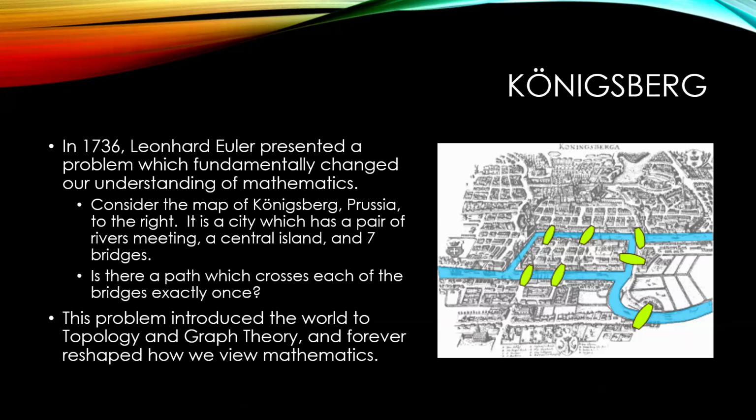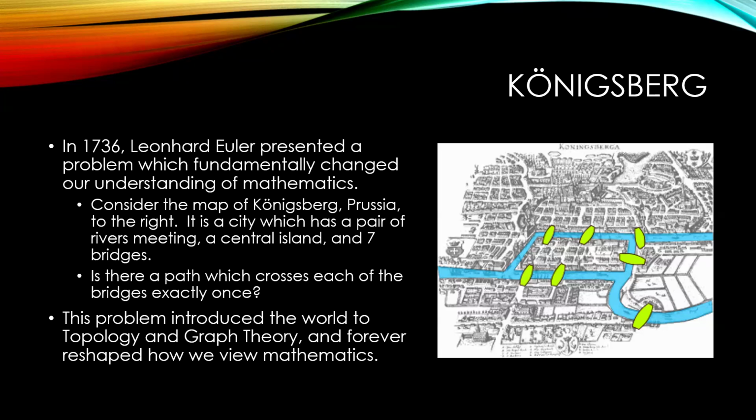And so in 1736, Leonhard Euler presented a problem which fundamentally changed our understanding of mathematics. Consider the map of Königsberg, Prussia, to the right. It is a city which has a pair of rivers meeting in a central island and 7 bridges. Is there a path which crosses each of the bridges exactly once?